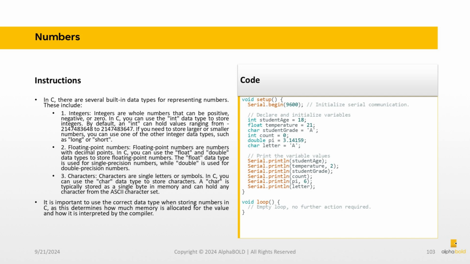3. Characters. Characters are single letters or symbols. In C, you can use the char data type to store characters. A char is typically stored as a single byte in memory and can hold any character from the ASCII character set. It is important to use the correct data type when storing numbers in C, as this determines how much memory is allocated for the value and how it is interpreted by the compiler.